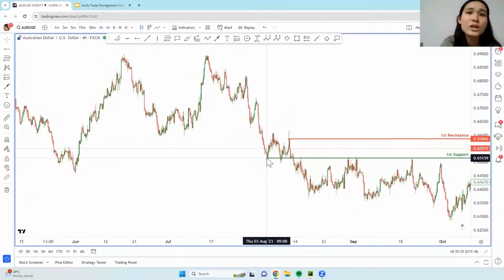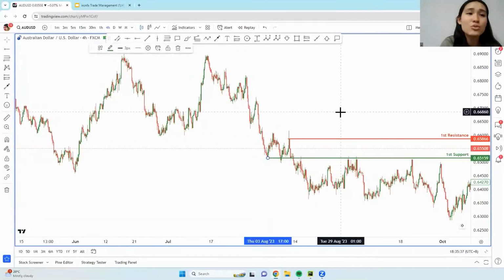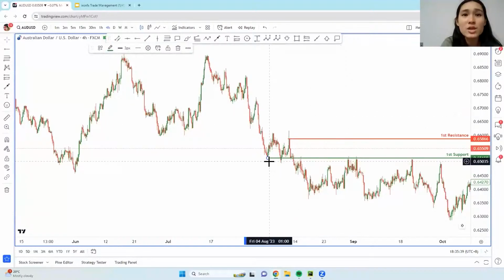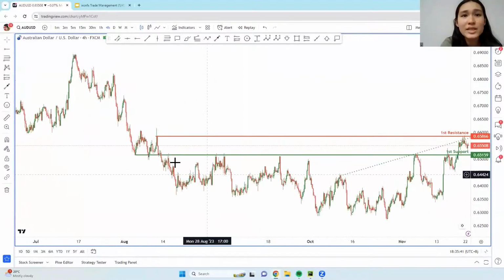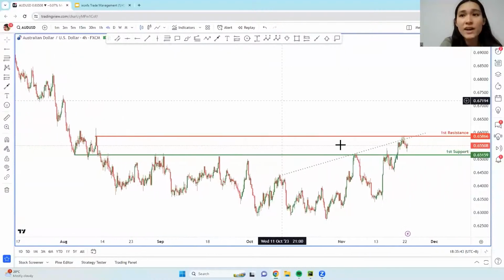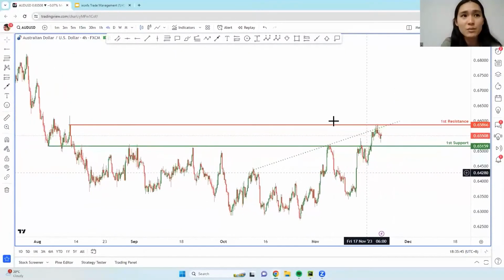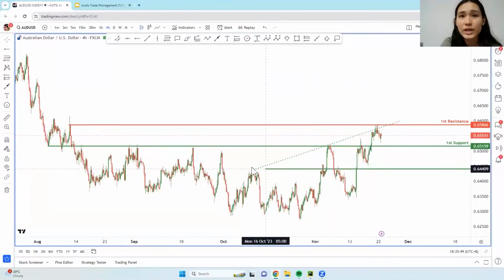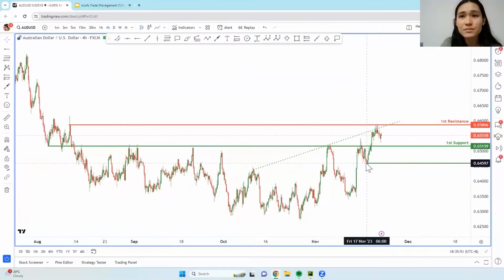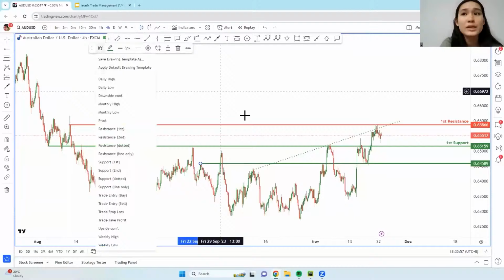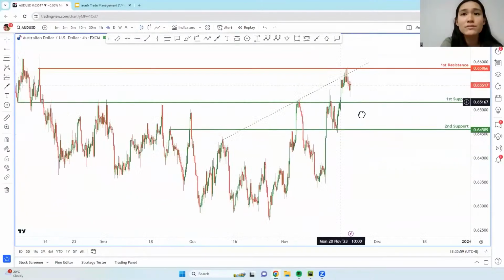But you don't want to cut through too many bodies of candlesticks. Okay, so if you just cut the wicks like we see over here, just the wicks are fine. But preferably not the bodies of candlesticks. Okay, and this will be my second support.